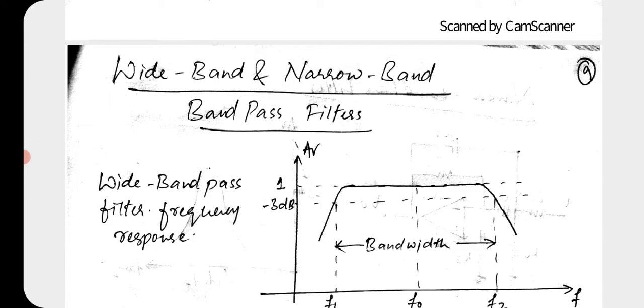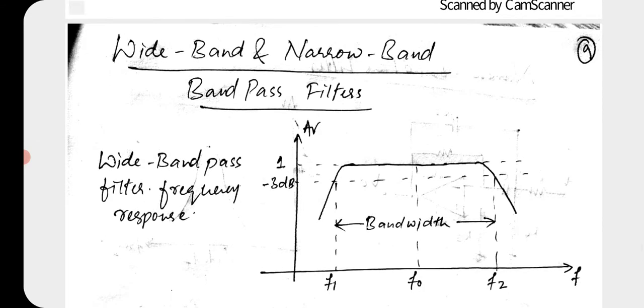Now in this band pass filter, we have two types: one is wide band and the other is narrow band. What do you understand by the terms wide band and narrow band? It's very simple. Wide band means the bandwidth will be wide, which means the gap between F1 and F2 will be large, whereas in narrow band the gap between F1 and F2 will be very narrow.